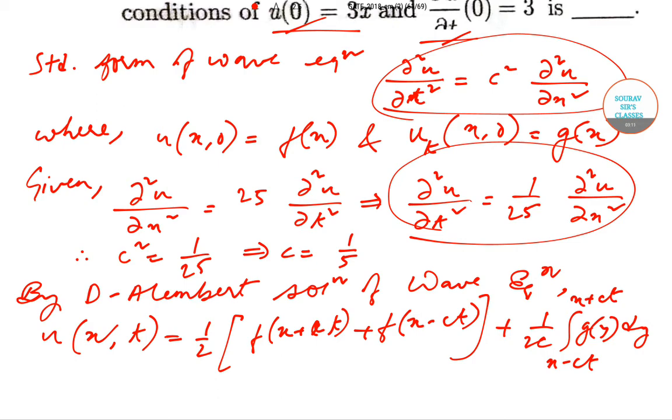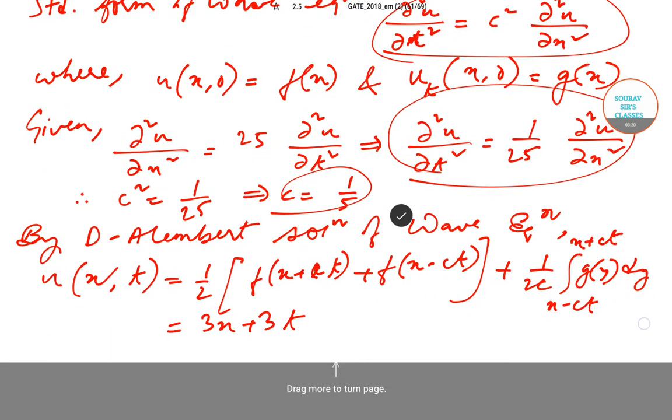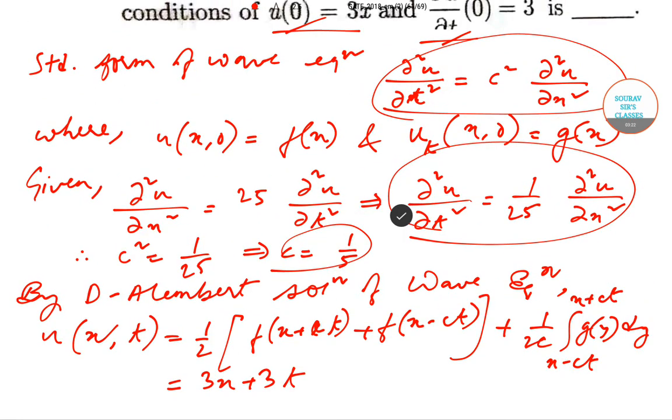Upon solving it, this will give us thrice x plus thrice t. We'll put c equal to 1 by 5 over here and we'll get the value. So u of x, t is equal to thrice x plus thrice t. So now therefore, we know that x equal to 1 and t is equal to 1. So that implies u of x, t is equal to 6, which is the correct answer.